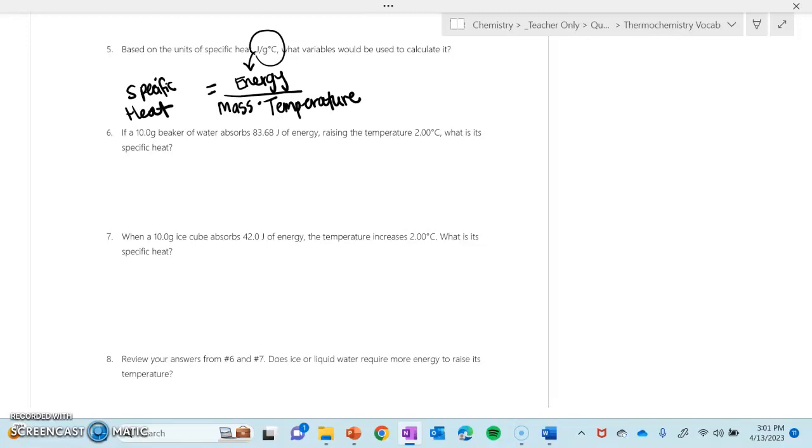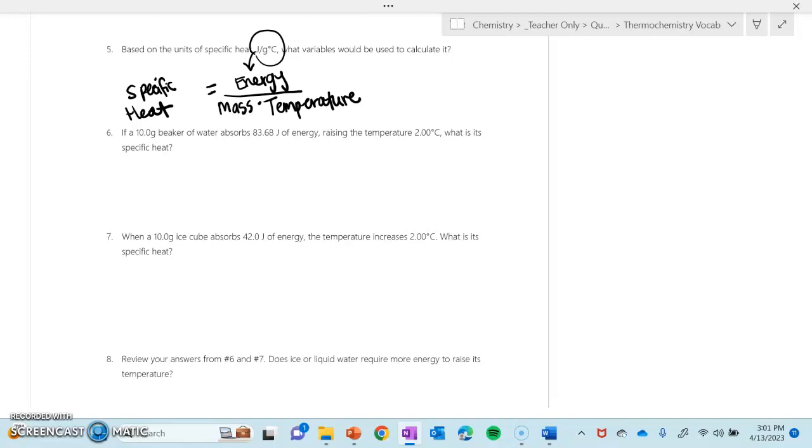And like I said before, you can do this for anything that you have the units for. If you know the variables, then you can find out an equation because that is how they're related to one another. So if we have an energy, mass, and temperature, we can find the specific heat. That's what we're going to do in number 6 and number 7.